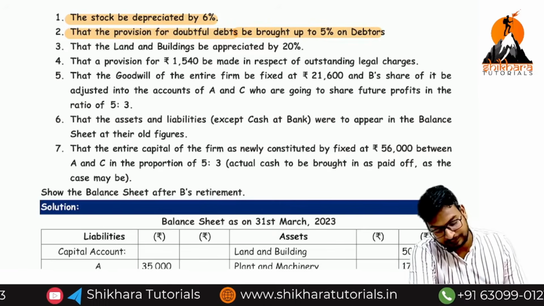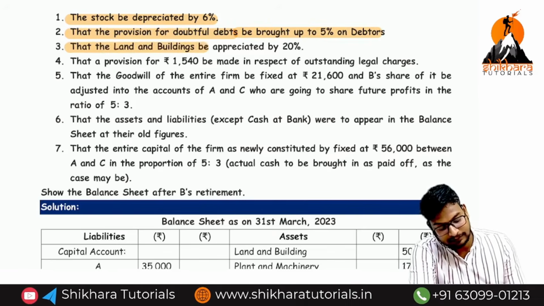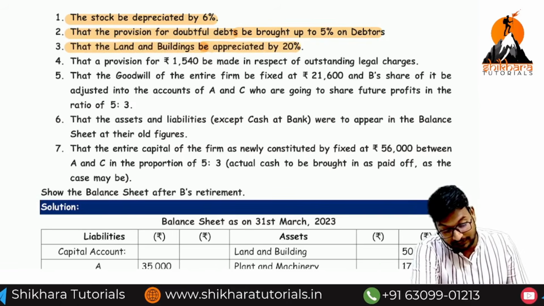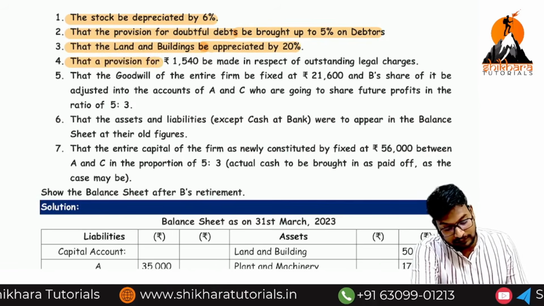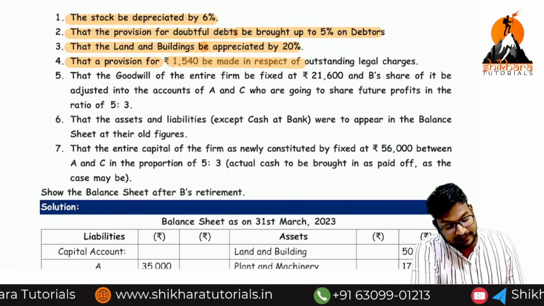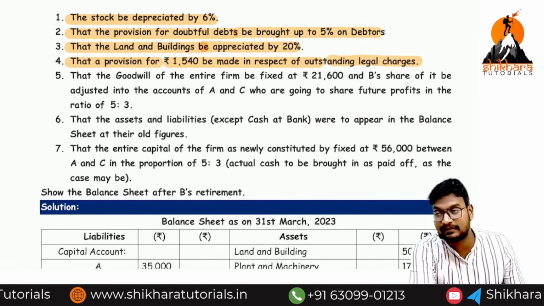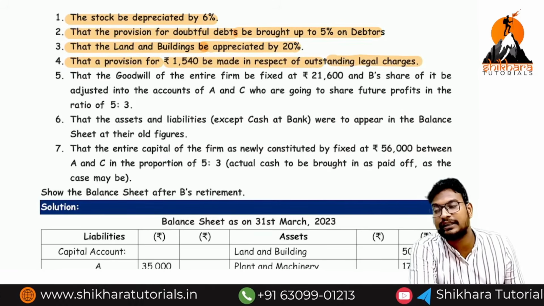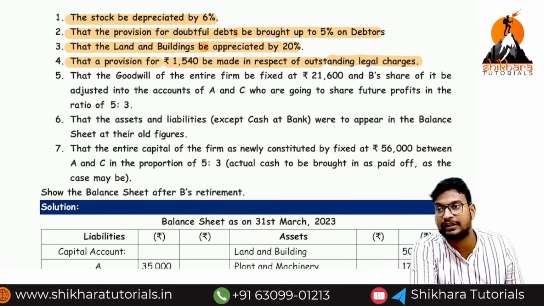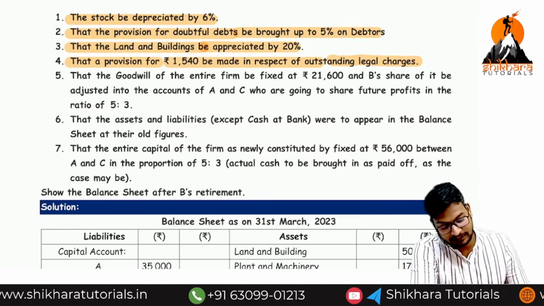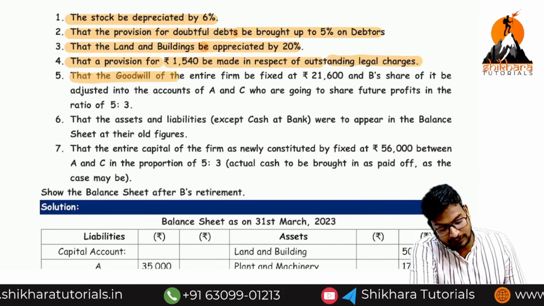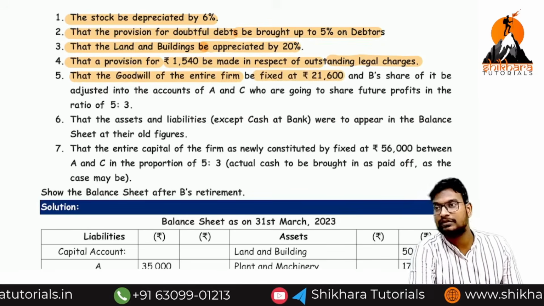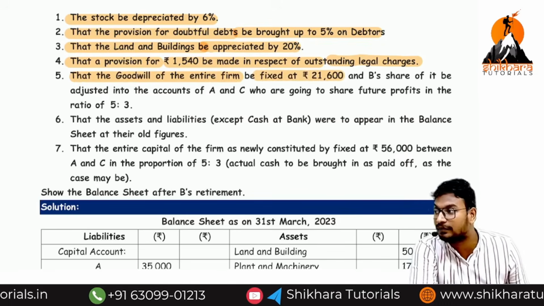Next one, the land and buildings to be appreciated by 20%. Next, a provision of 1540 to be made in respect of outstanding legal charges. Provisions are all called liabilities. So liability created means revaluation account debited to provisions account. Next, the goodwill of the entire firm is fixed at how much? 21,600. They have only given the goodwill of the firm.